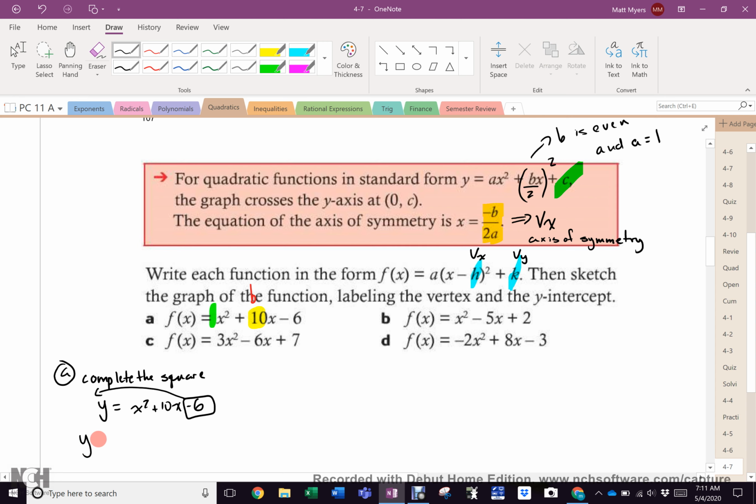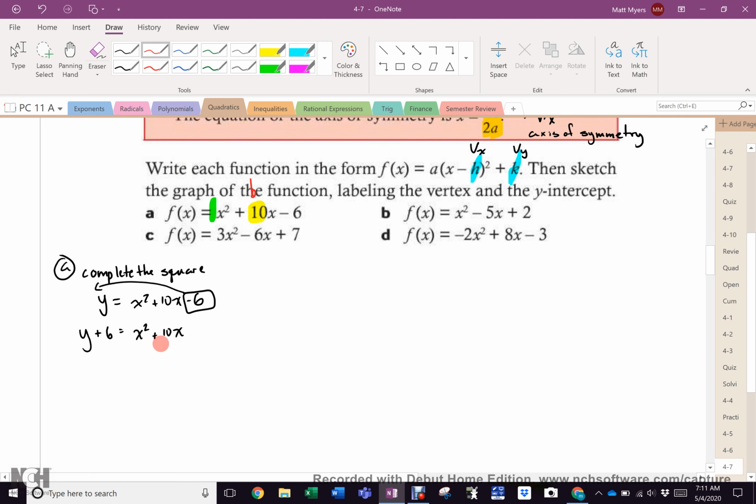So y plus 6 equals x squared plus 10x. And then, of course, we divide by 2 and square to get 25. That means we've added 25 to the right, so we add 25 to the left. And now I have y plus 31 equals x plus 5 squared. And then I move the 31 back. And then we want to sketch a graph of the function labeling the vertex and the y-intercept.